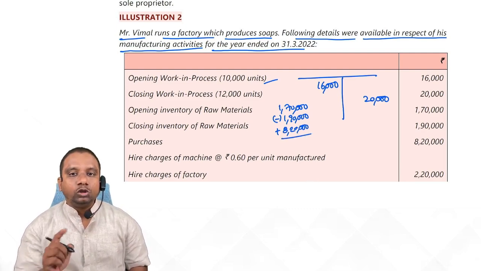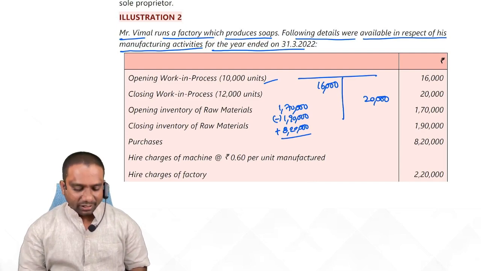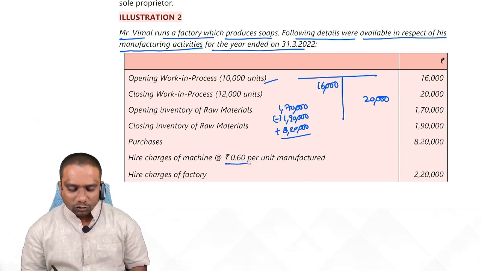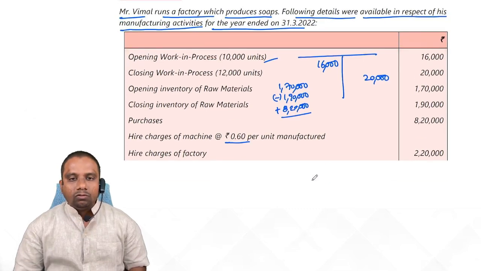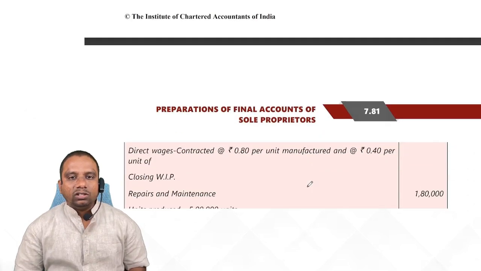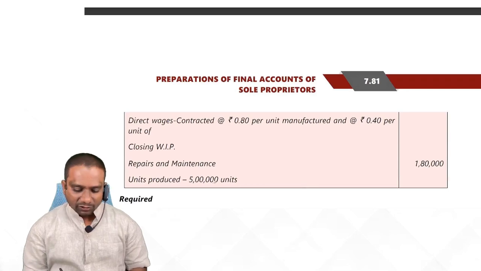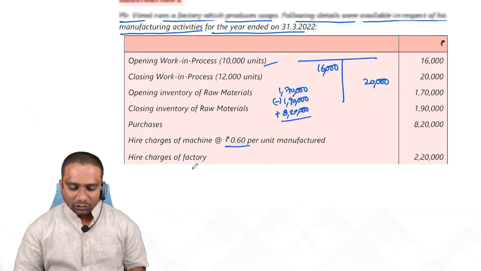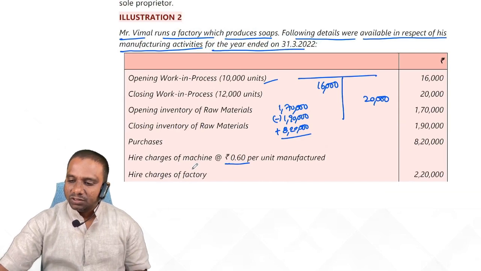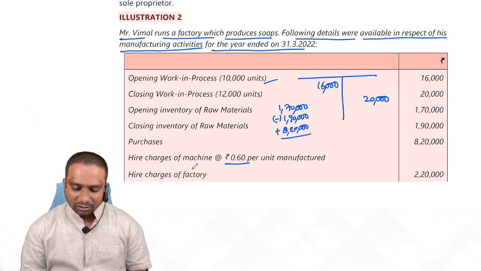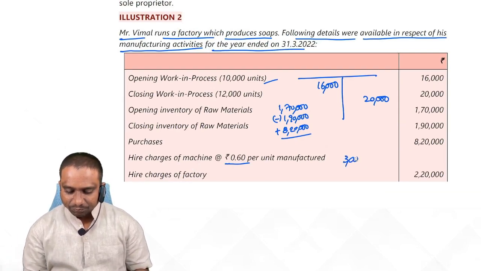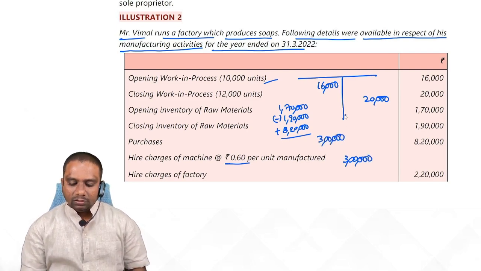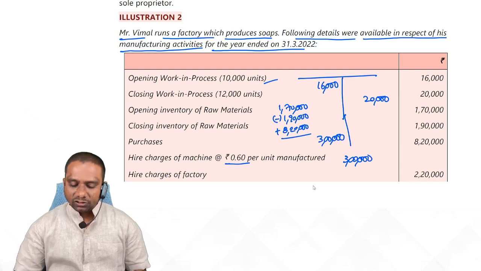Raw material consumed during the year, so calculate it. Next, hire charges of machine 0.60 per unit manufactured. So how many units manufactured? They have given the below: 5 lakh units manufactured. So 5 lakhs into 60 paisa, 3 lakhs. So 3 lakhs is our direct expense.